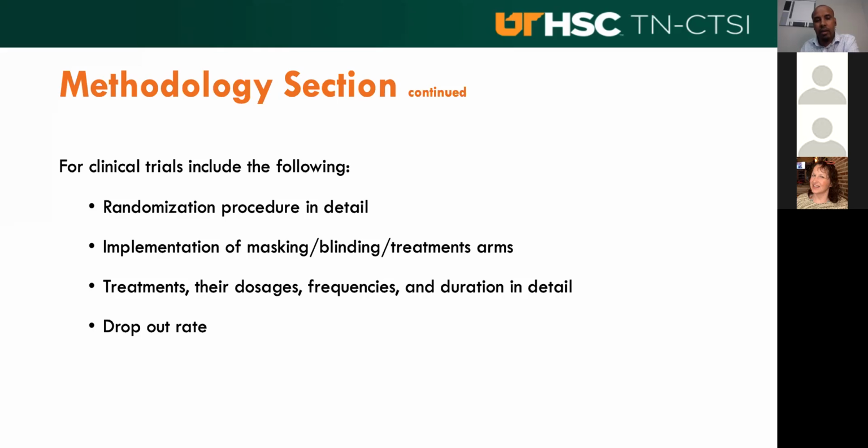So describe the randomization procedure in detail, and describe the implementation of masking or blinding of the treatment arm. When we say masking or blinding, we mean making the investigator and the participant unaware of the type of treatment that is provided. When we conduct a randomized clinical trial, we have the treatment medication and the placebo. Both look alike, so they are mostly indistinguishable. We make sure the investigator and the participant do not know which one is the intervention drug and which is the placebo, so that their response will not be influenced by knowing whether they are taking the randomized drug or the placebo.